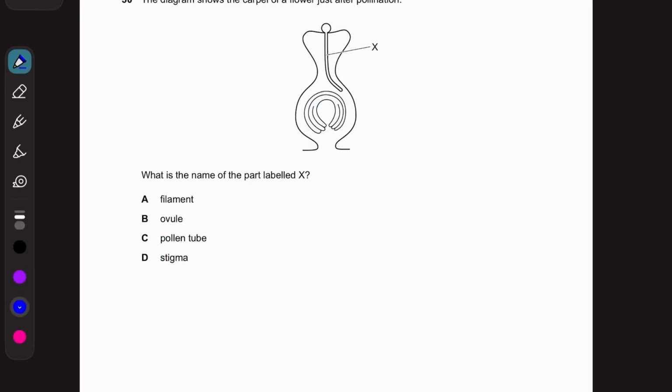So question 30, the diagram shows a carpel of a flower just after pollination. What is the name of the part labeled X? This really just comes to your revision. You just have to know it. X is the pollen tube. Okay, it looks like a tube because it goes down.